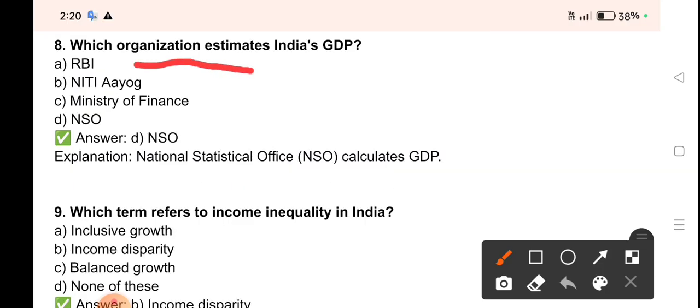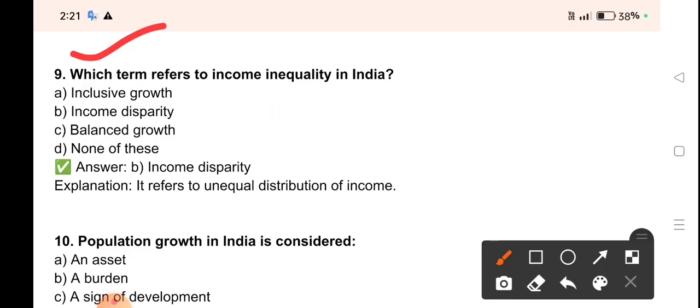Which organization estimates India's GDP? NSO. National Statistical Office, NSO, calculates GDP. NSO estimates India's GDP.